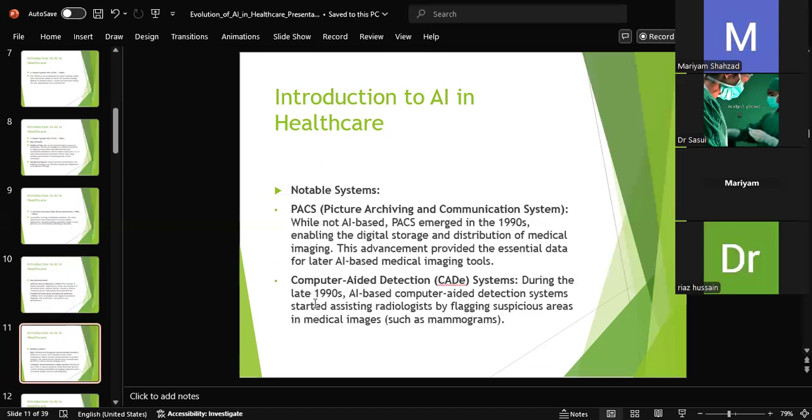Yes, ma'am. All right. In continuation with the machine learning and data-driven approaches, we have the Picture Archiving and Communication System. It's basically not AI based. It emerged in the 1990s. It was basically a digital storage system and a distribution system for medical imaging, an advanced tool that was provided for the essential data for medical imaging.